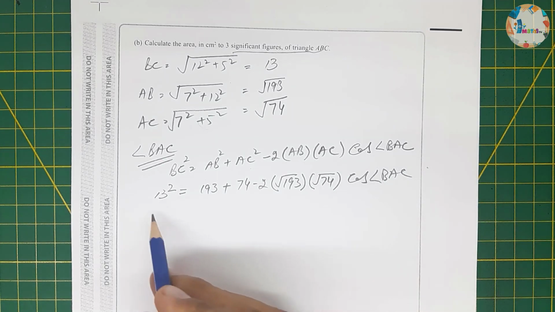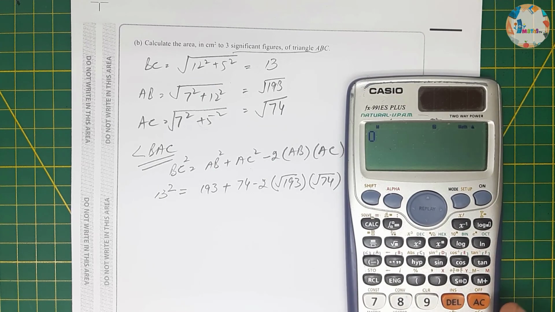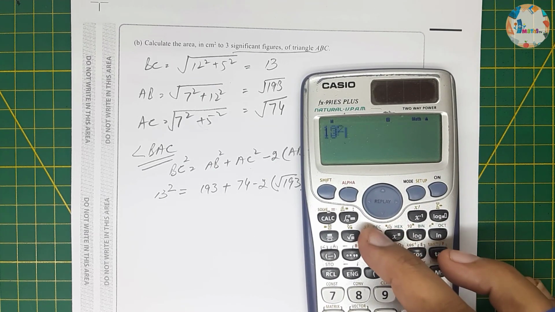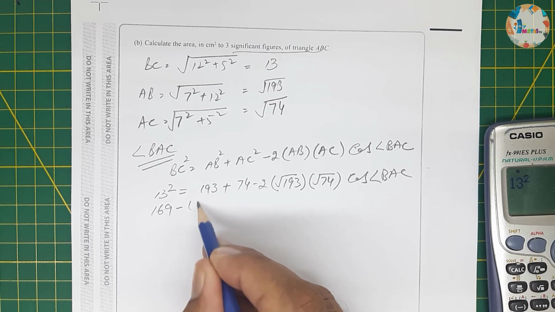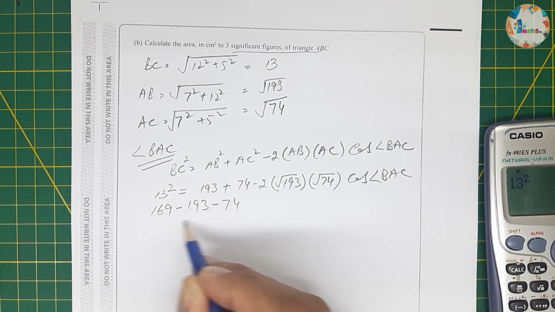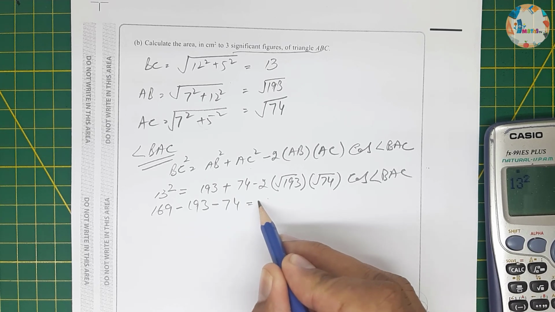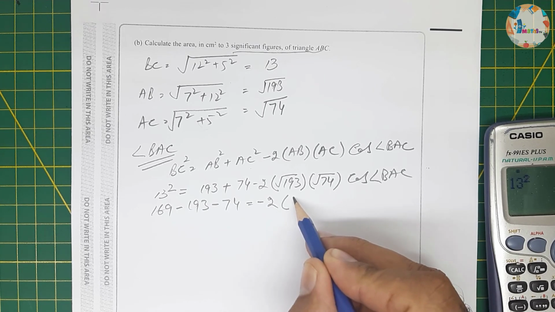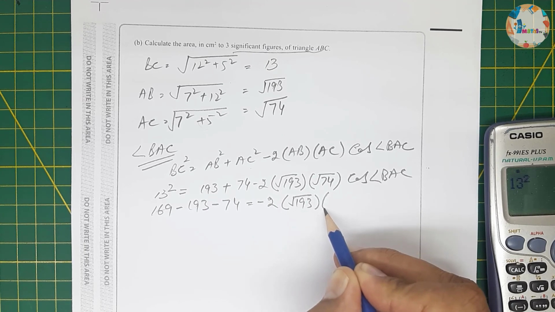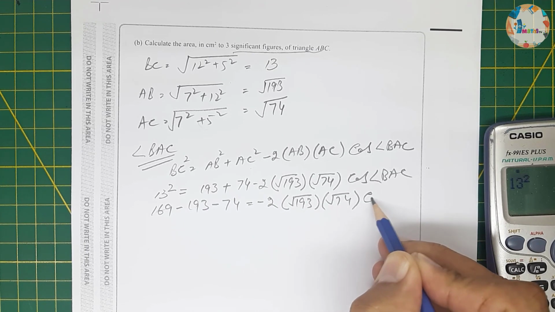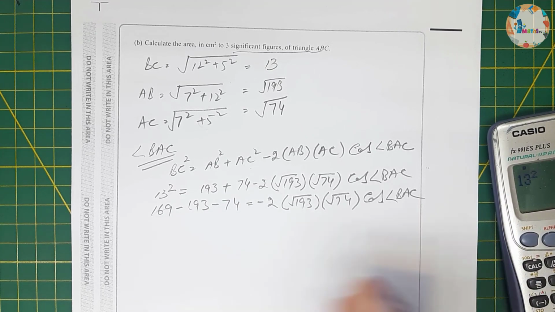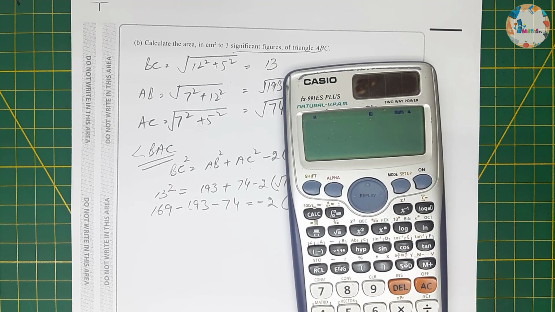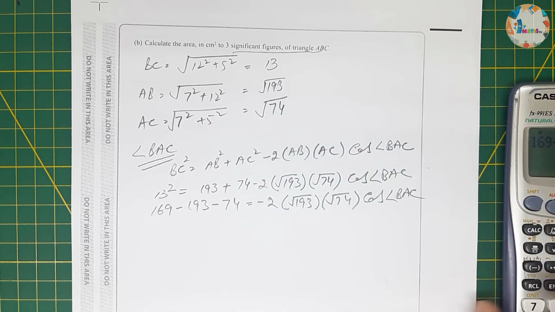Now what we can do, we can simplify this. This will be 13 square, which will be equal to 169. So 169 minus 193 minus 74, I have shifted these to this side, is equal to minus 2 into root 193 and root of 74 cos of angle BAC. Now this one we can simplify with the help of calculator. So 169 minus 193 minus 74, this will give us minus 98.